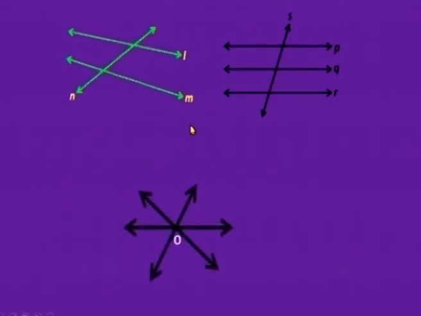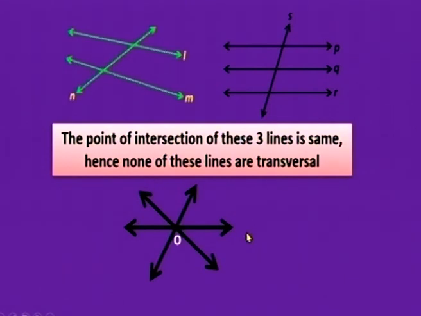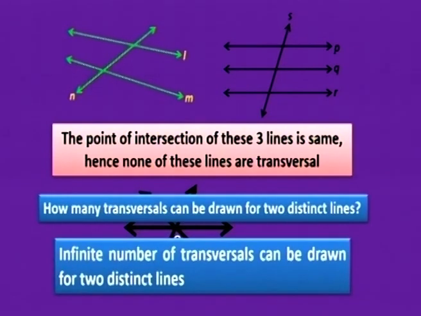Now children, take a look at this image shown on your screen. Now here notice that all these three lines pass through a common point or same point O. In such cases, there won't be any transversal, but you might have learnt in your lower classes that such lines are called concurrent lines. So children, you have learnt about a transversal. Now let us learn the angles made by this transversal on these lines. Let's see. How many transversals can be drawn for two distinct lines? Infinite number of transversals can be drawn for two distinct lines.